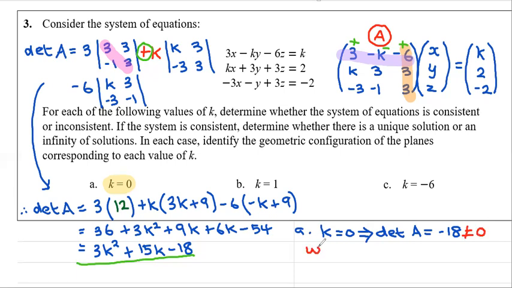So when k is equal to 0, A is a non-singular matrix. So this means that there is a unique solution. Okay, now we're going to have a look at the geometric implications of that next.